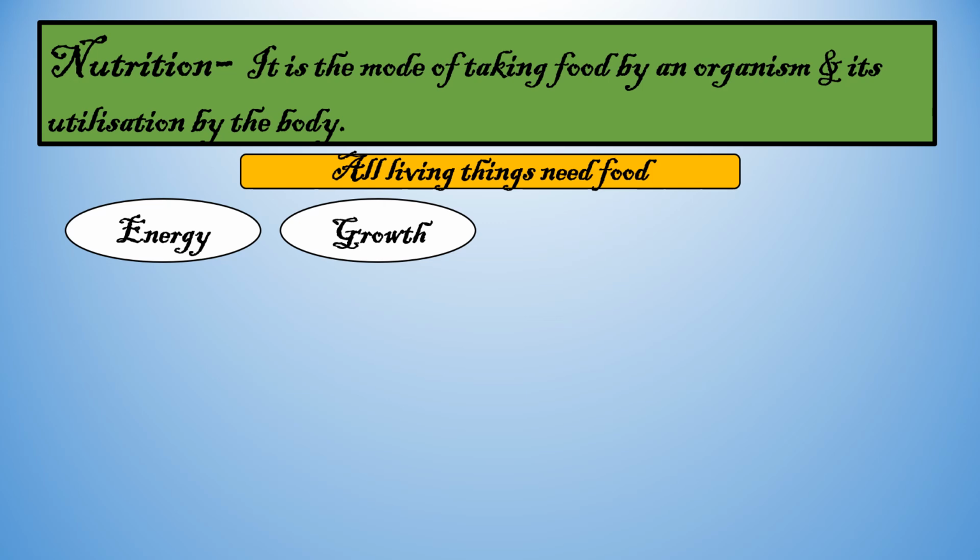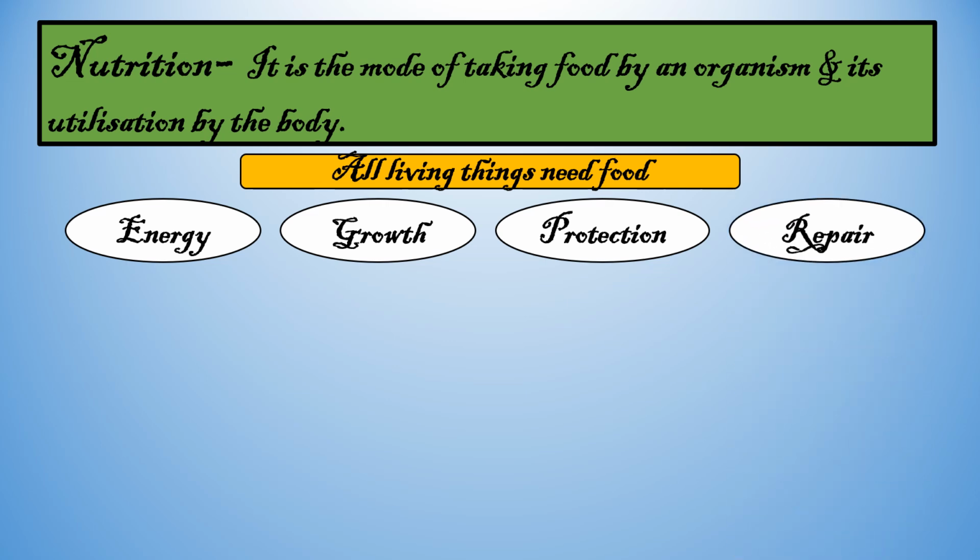Food is also required by our body to protect us from getting ill. Food helps us fight against germs and protect us from getting the disease. If any part of our body is damaged or cells are worn out due to a cut, an injury, or any kind of surgery, food helps in the repair of such cells and tissues.